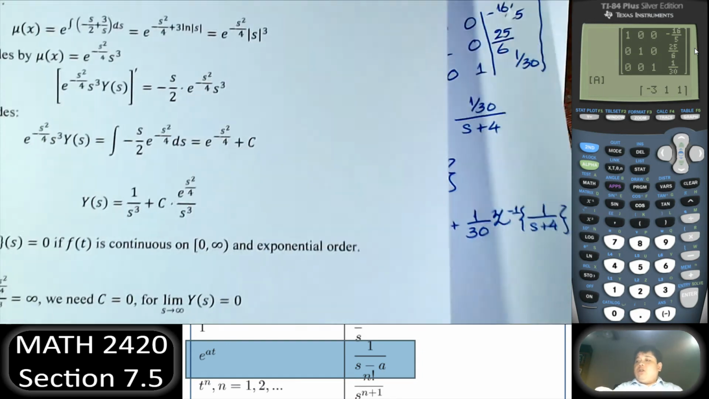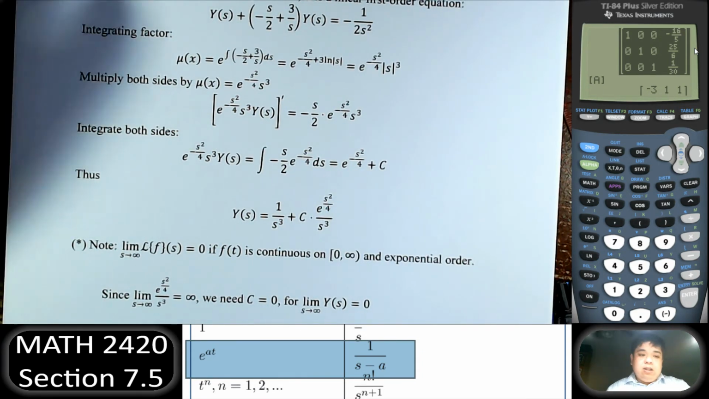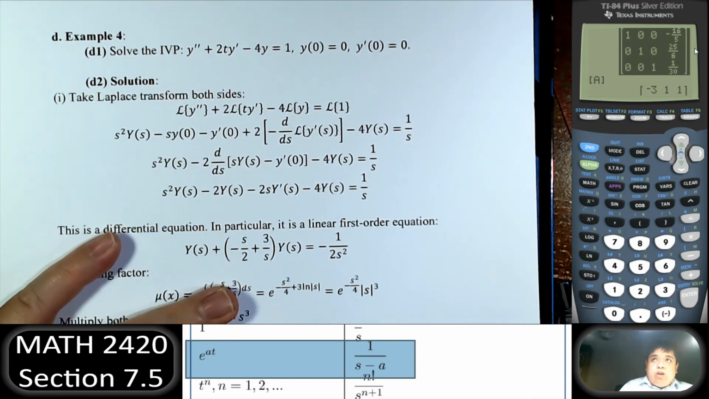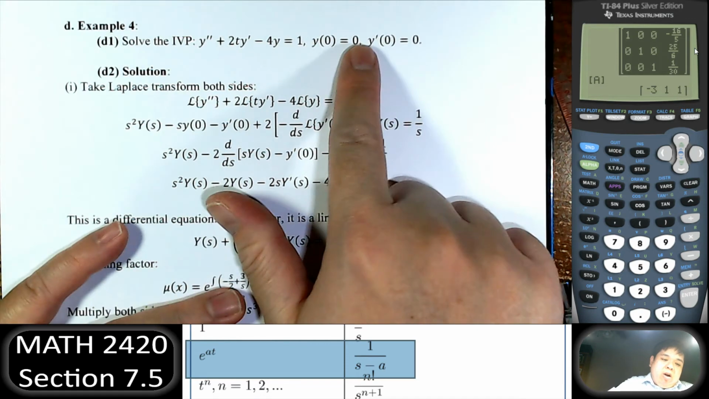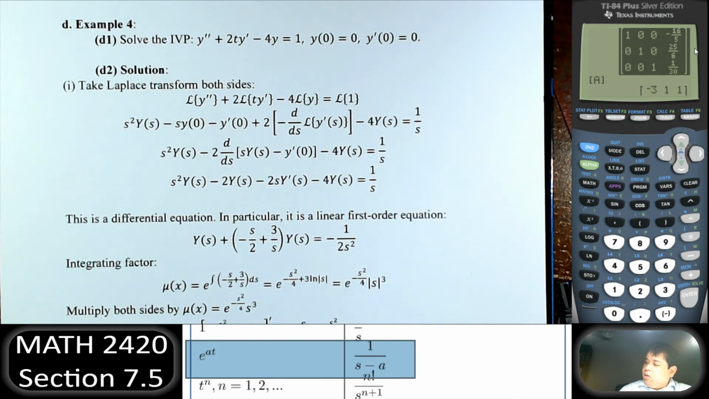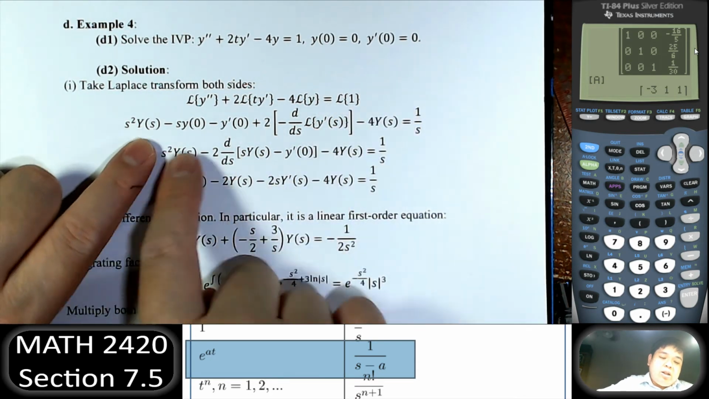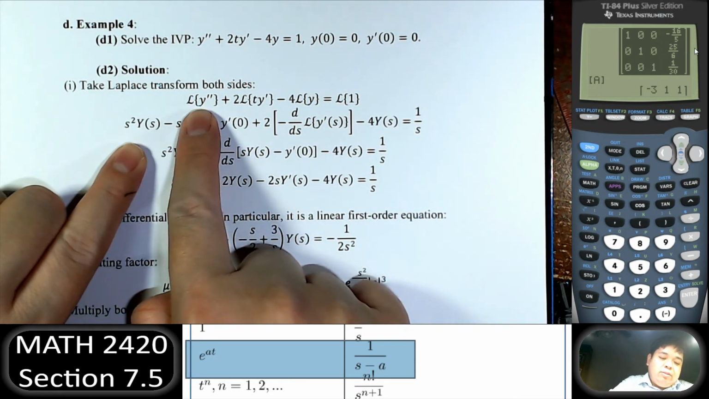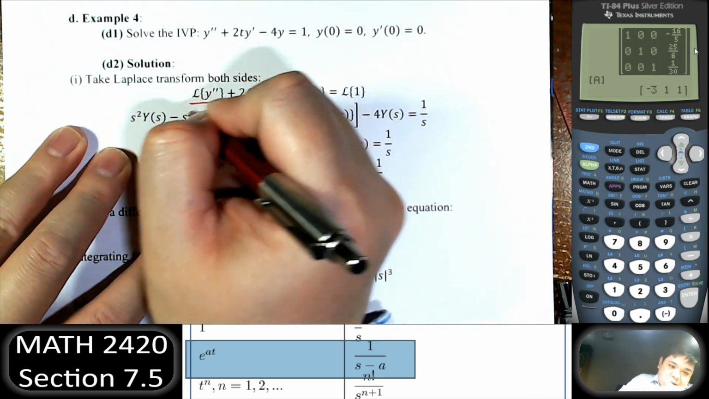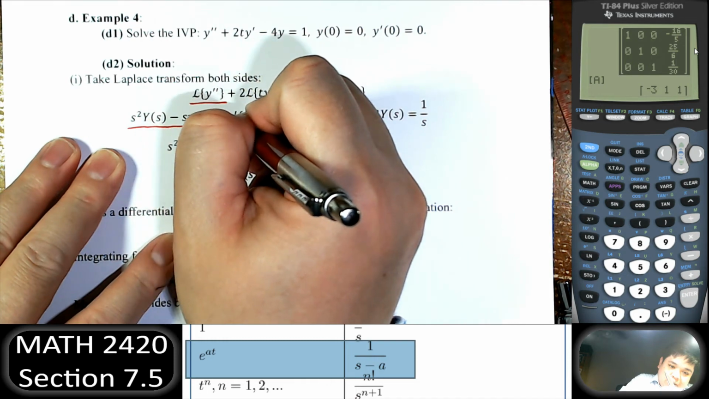Right. Let's look at another problem. Now, we solve this initial value problem. So first thing, of course, we take Laplace transform on both sides. So Laplace transform of second derivative is this.